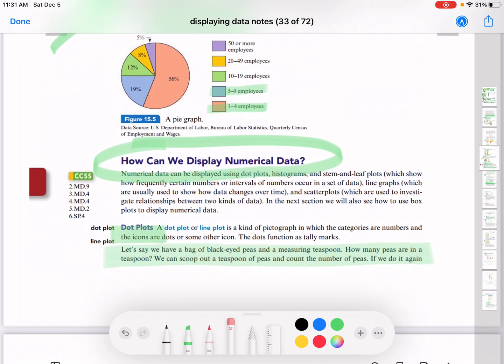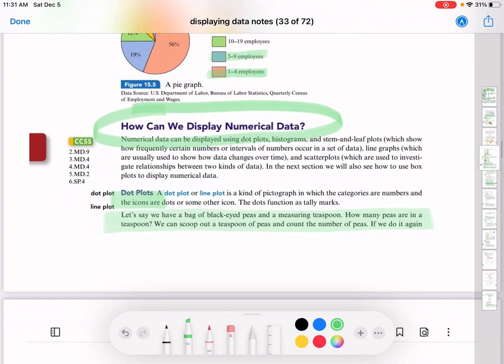Now, numerical data, some of this numerical data is going to be very similar to how we represent categorical data, but with some slight differences. So one could be a dot plot, which is maybe similar to a pictograph, but we're just putting dots.